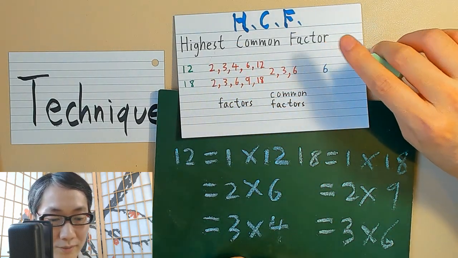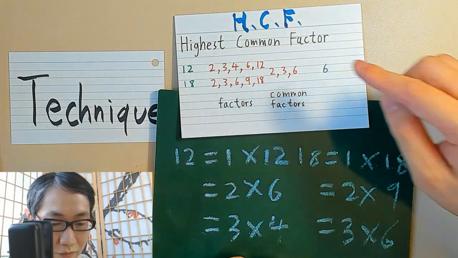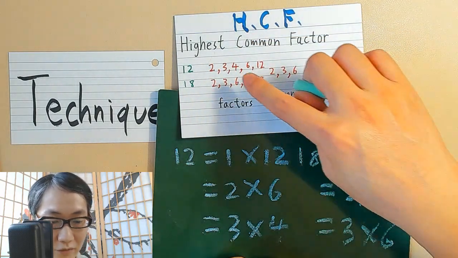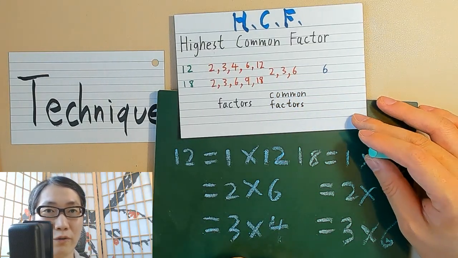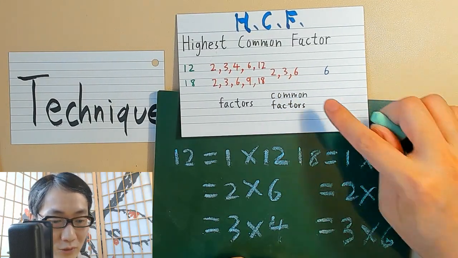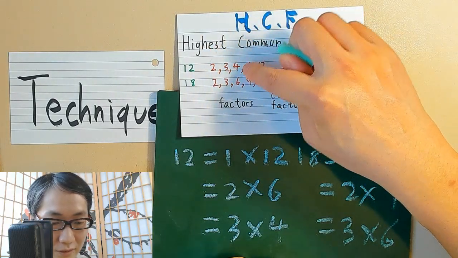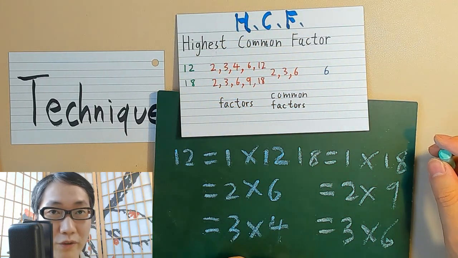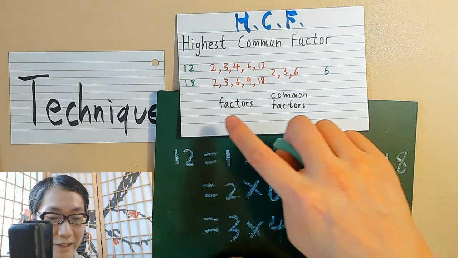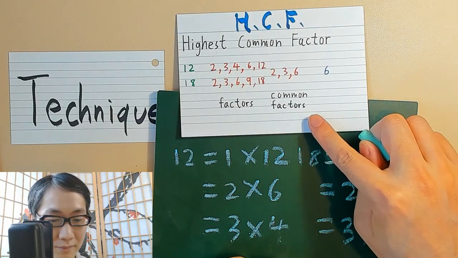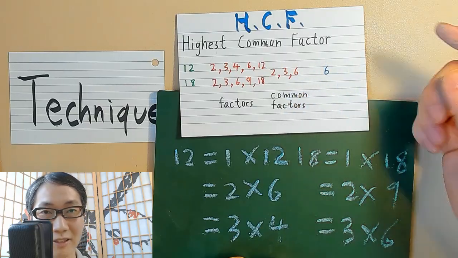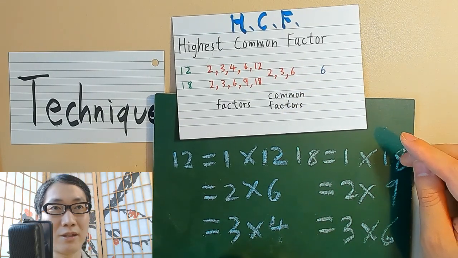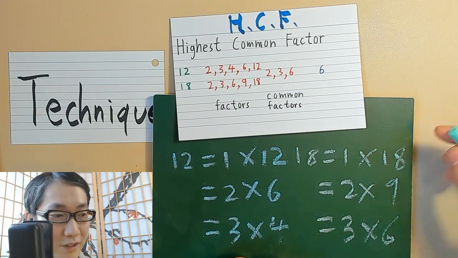Among the factors of 12 and the factors of 18, these 3 are common to both of the numbers. So 2, 3, 6 are common to both of them. These are their common factors. And we're looking for the highest common factor, which means 6. This is what HCF is.